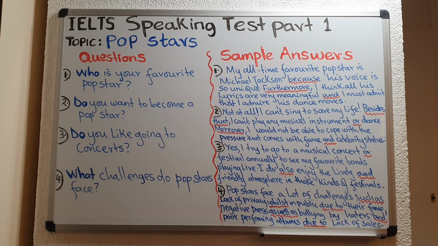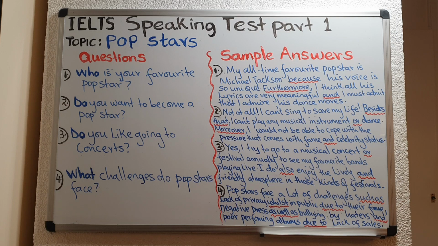Let us look at, for example, sample answer 1. The first sentence, my all-time favorite pop star is Michael Jackson because his voice is so unique. Okay? Now, that is a compound sentence because we have two verbs technically. Okay? And then in sample answer 2, the very first sentence, not at all, I can't sing to save my life. That is a simple sentence.